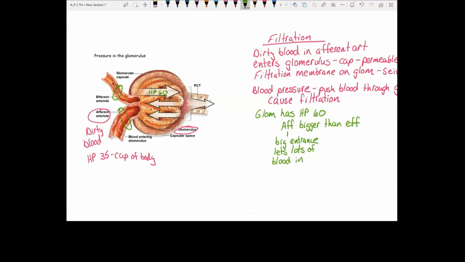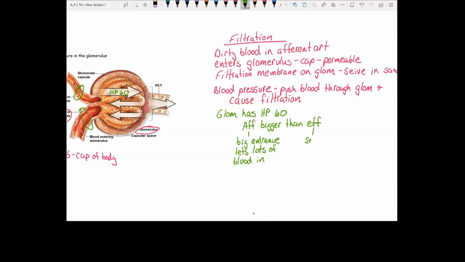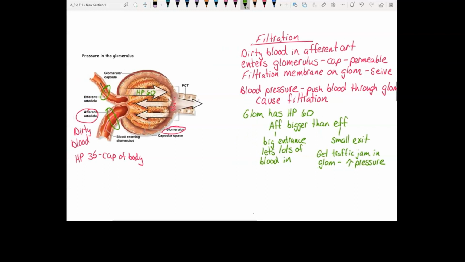But the exit is small. So you get this traffic jam in the glomerulus. And this traffic jam increases pressure. So that is how you get a hydrostatic pressure of 60 in the glomerulus, even though out in the rest of your body, it's only 35.